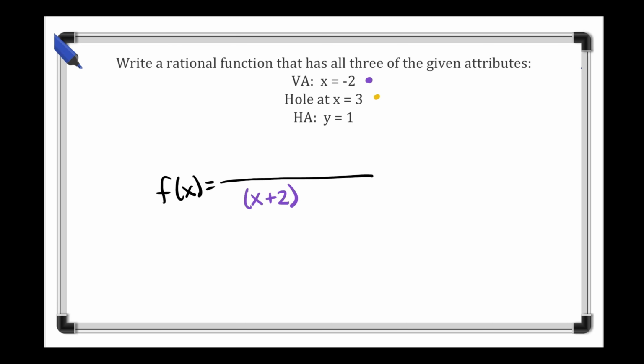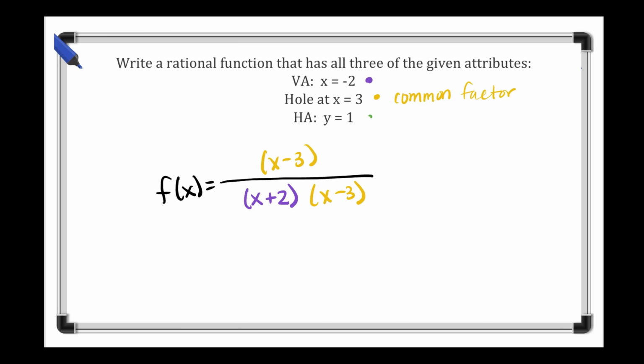The next thing we're going to look at is our hole. The hole is at 3. So remember, you have a hole when you have a common factor. So that means you're going to get x minus 3 and x minus 3 in both the numerator and the denominator.